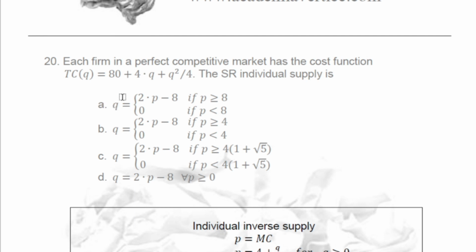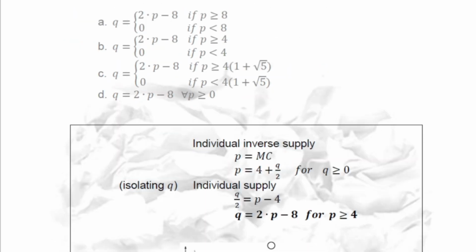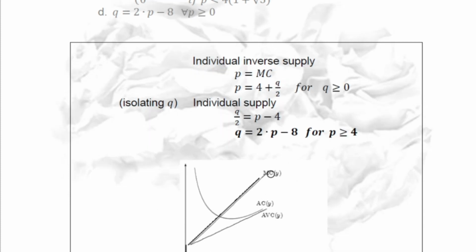here in all the possible answers, we have Q isolated. So we isolate Q, we carry 4 to the left part, P minus 4, and then multiply by 2. Then we have Q equal to 2P minus 8. And here we can see that this is only valid for prices equal or higher than 4, because if not, the quantity will be negative. So the correct one should be B. Yeah, okay, B. The graph would be this one.